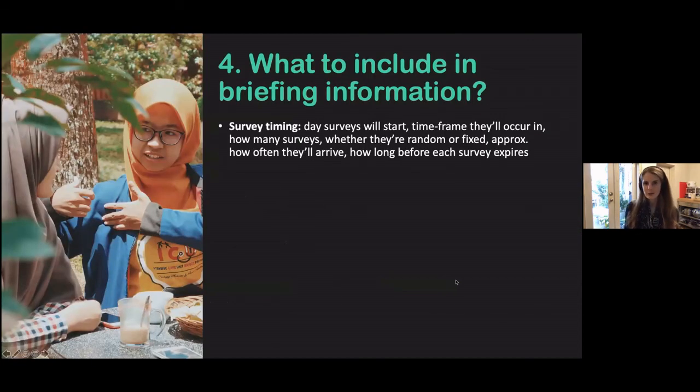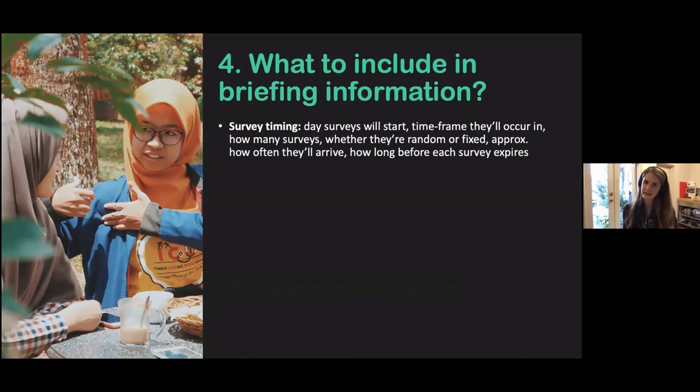But I'm just going to briefly go over the kind of info that I'd include, because I think having this kind of stuff is useful to make your study slideshow or your study video when you actually get to this point. So I make sure I highlight survey timing so people know exactly the day that surveys will start, the time frame they'll occur in, like 10 a.m. to 10 p.m., how many they should expect, let's say 10, whether they're random or fixed.